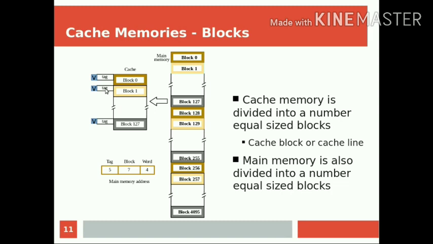Then the requested word will be delivered to the processor. If the processor again requests a word that is present within the same block 129, it will first check the cache memory. The processor identifies that the block corresponding to that word is present within the cache memory, so a cache hit will occur and the data will be delivered from the cache memory. So there is no need to go to the main memory.